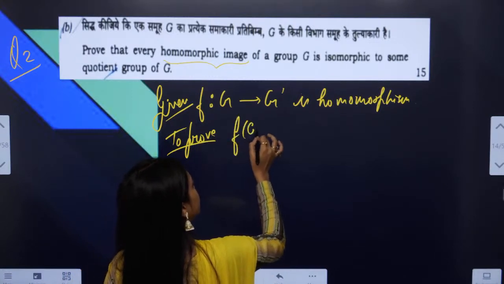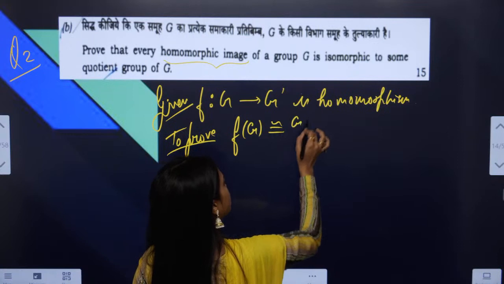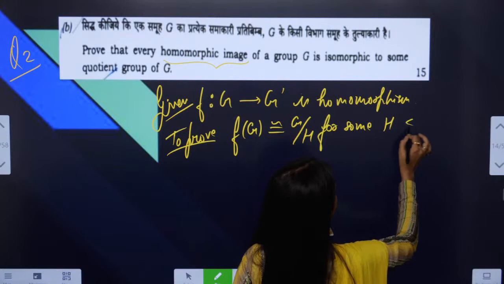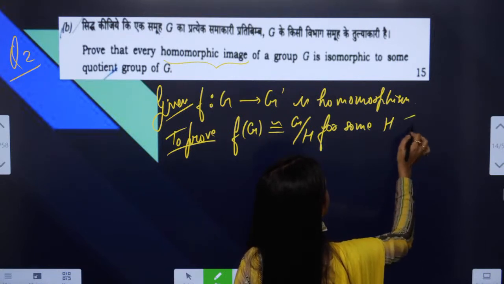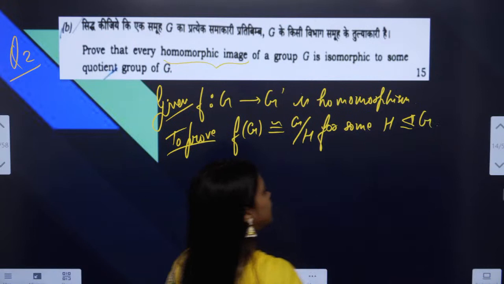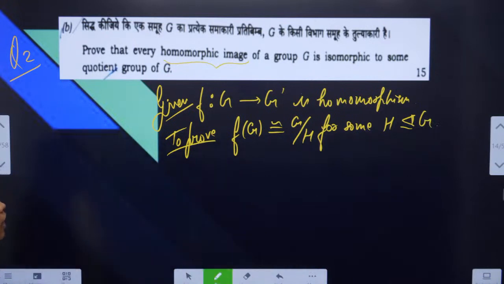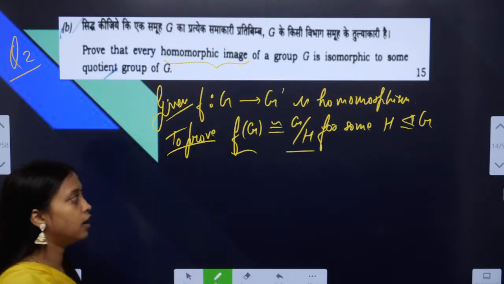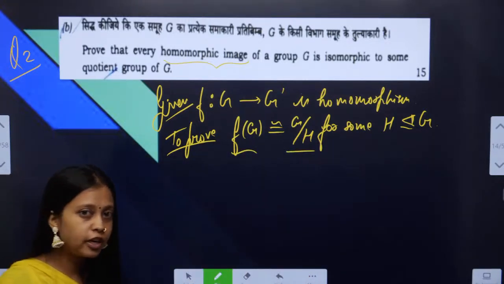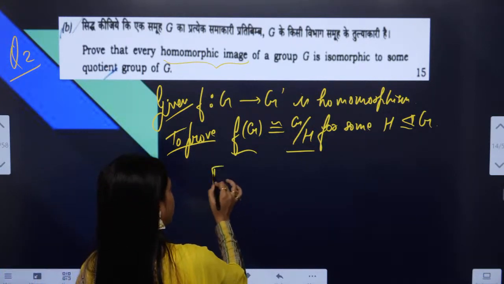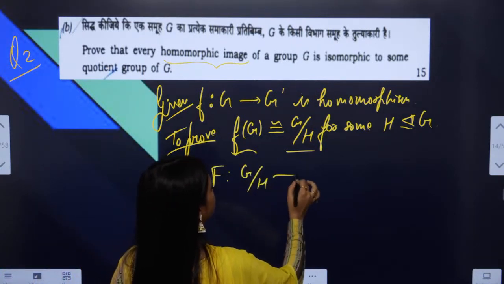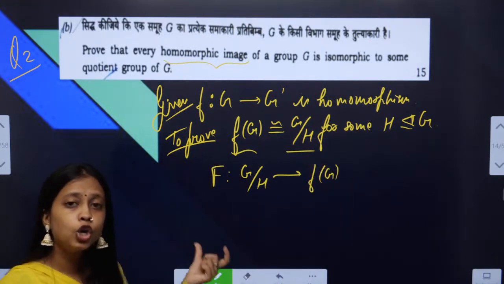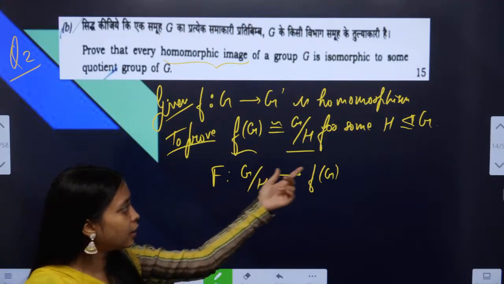f of G is isomorphic to some quotient group of G, so for some H normal in G. This is required, right. Now, if you want to prove this is isomorphic, you need a function. You need to define a function between this G by H and f of G. To be particular, let us take that H to be the kernel of f. We know that will be normal.